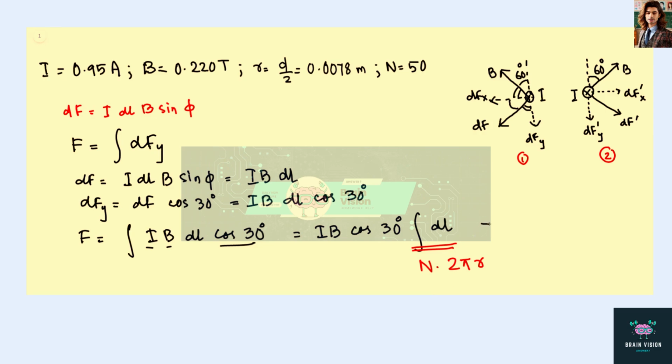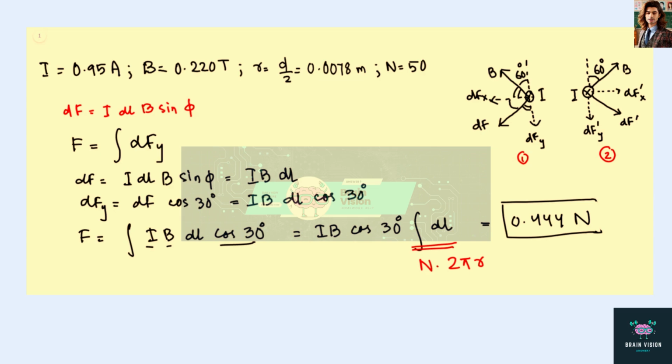We find the value of r, the radius of the coil, from the diameter, which is given. Now we can solve this, and we see that the value of this force comes out to be 0.444 Newton. This value is along the y direction, specifically negative y. So we can write the F vector is equal to negative 0.444 Newton j cap, which indicates the direction.